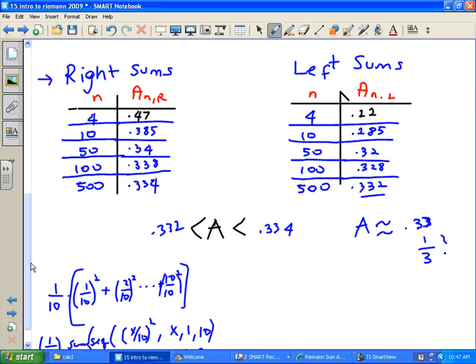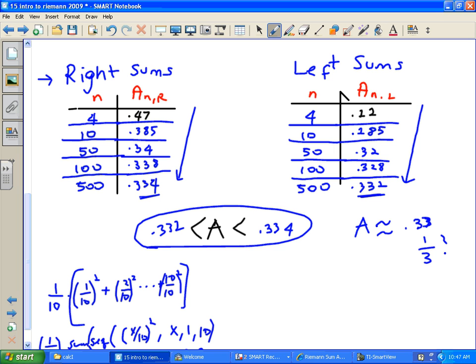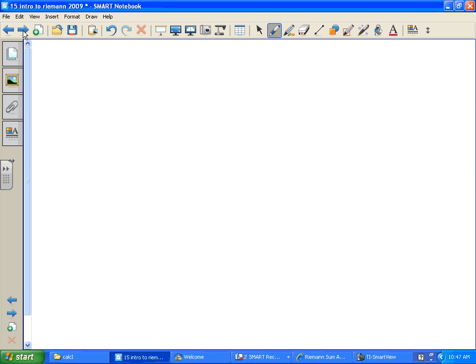Right. Basically, the correct area should be between this number and this number. That's what I wrote here. That's what we're guessing right now. Exactly. And also look at this. You know, there's a limit. These numbers are approaching 0.333. These are approaching 0.333. So everything is leading in that direction, basically. Now we're going to try to do this analytically.